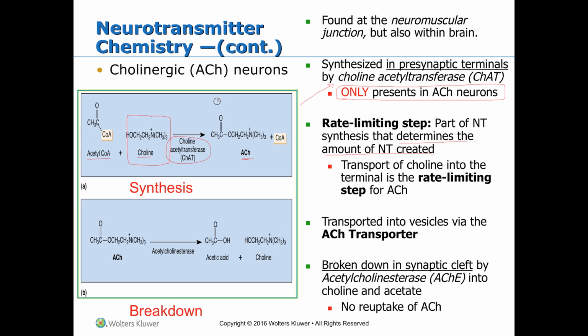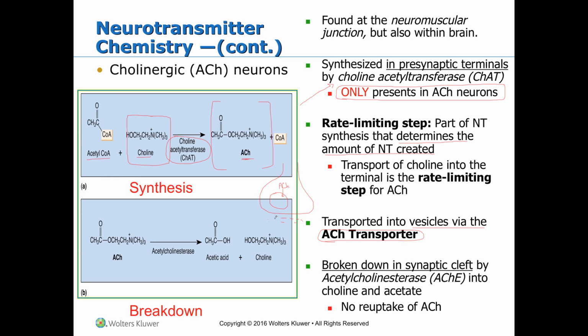Acetylcholine, once it is created in the terminal, remember it's created inside the terminal, is going to be transported into vesicles via the acetylcholine transporter. So acetylcholine transporters are going to take that acetylcholine that we made, and put it inside the vesicles that lie within the terminal. So acetylcholine will then be packaged into the vesicle, and then through exocytosis, acetylcholine will be released out into the cleft.